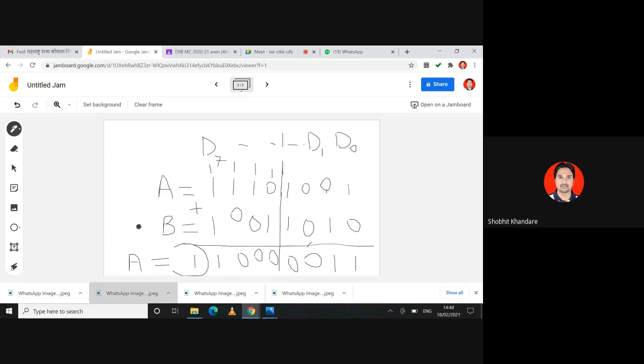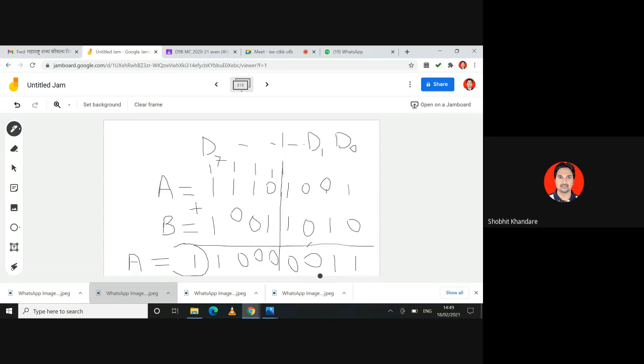So when your number of ones comes to be odd, your P will be 1. So you have understood the parity bit. And if the number of ones comes to be even, then your P will be 0.